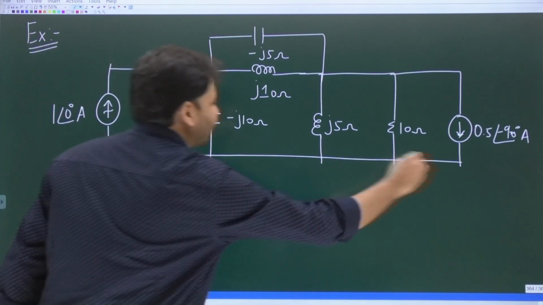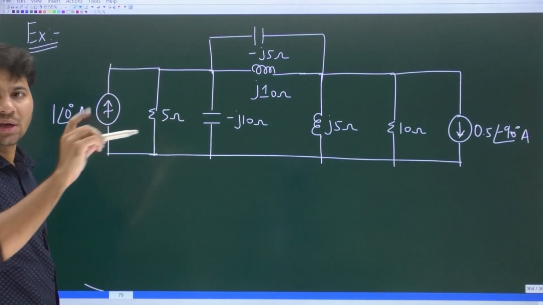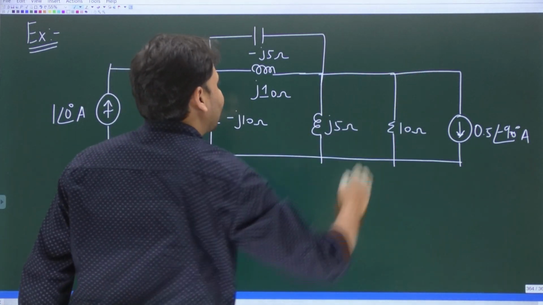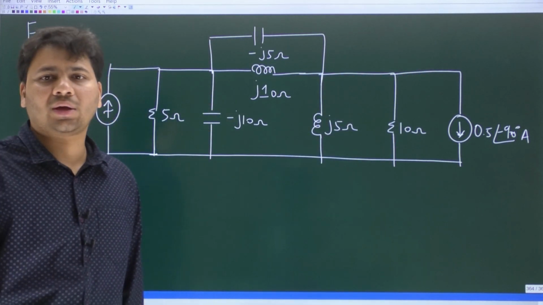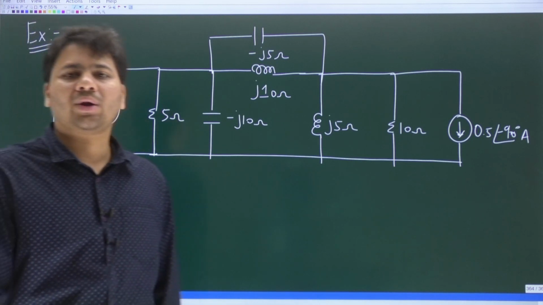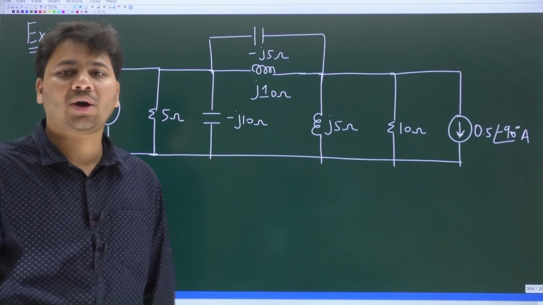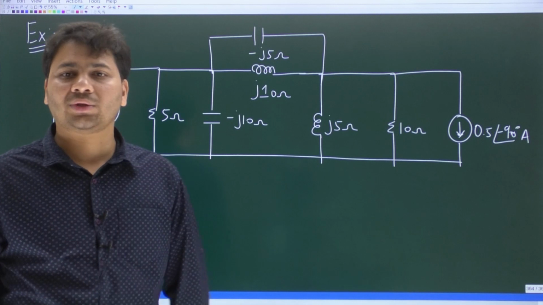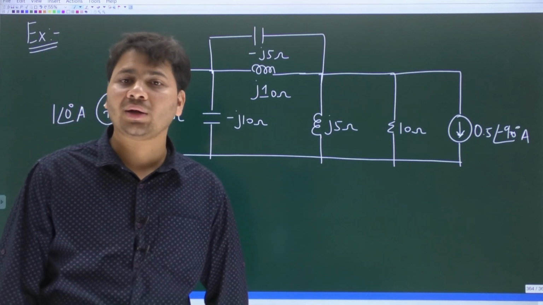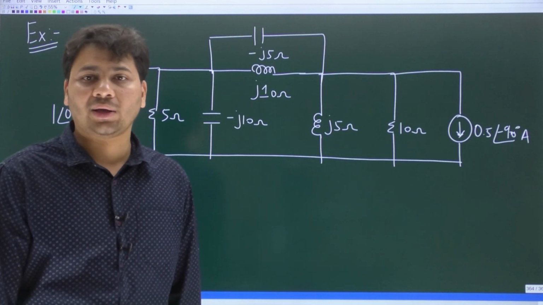The entire thing at the bottom is what? One node. And this thing is what? The second node. And this thing on the right will form the third node. So in this circuit there are 3 nodes. If the circuit has 3 nodes, how many nodal equations can be written? 2. Because one node will be chosen as what? Reference. You can always write a maximum of n-1 independent KCL equations.